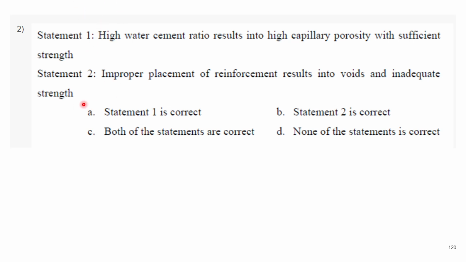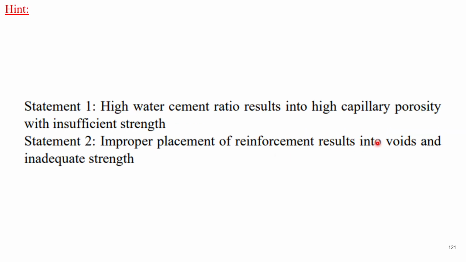There are two statements. First statement is high water cement ratio results into high capillary porosity with sufficient strength. And second statement is improper placement of reinforcement results into voids and inadequate strength. So which is the correct option? A, statement 1 is correct, B, statement 2 is correct, C, both of the statements are correct, or D, none of the statements is correct.